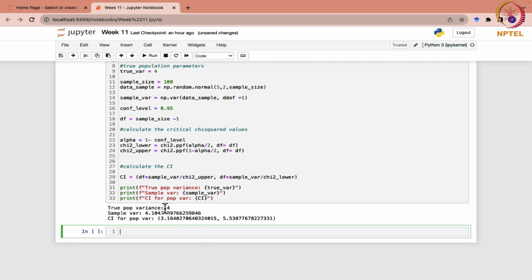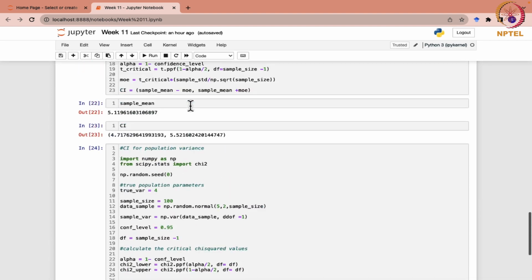So true population variance was 4, sample variance came out as 4.10, and confidence interval is 3.16 to 5.58 with a confidence level of 0.95. So with 95% confidence level, we are proposing this as the confidence interval for the population variance. You can change these parameters and you would get different confidence intervals. Basically, this code demonstrates how to compute a confidence interval for the population variance using the chi-square distribution.